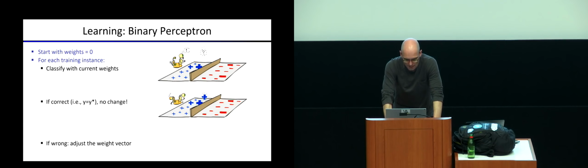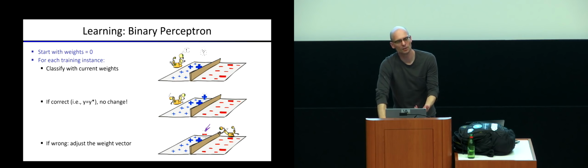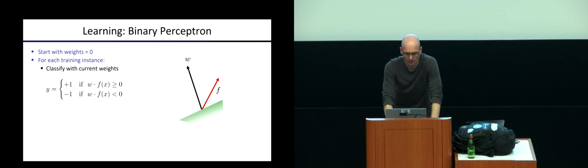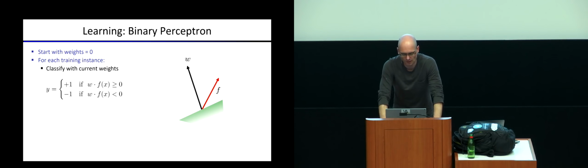On the other hand, if it's wrong, like you might have in this drawing over here, and if you're looking at this data point, then an adjustment will be made to the weight vector to try to make it more compatible with the data point that we just saw. And then this process repeats until ultimately, hopefully, it's compatible with all data points in our data set. Let's look at this a little bit more concretely. We classify with the current weights. So we have a weight vector, we have a feature vector, we compute the dot product, W times F of X, and we check if it's positive or negative. That'll tell us whether it's correct or incorrect.